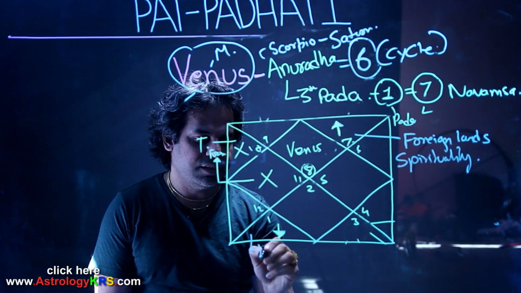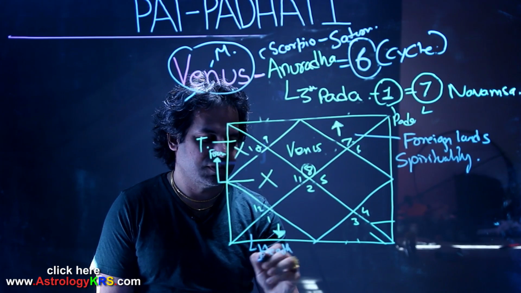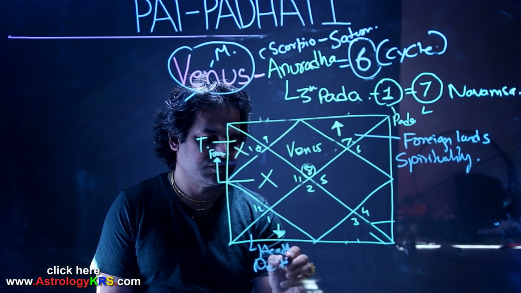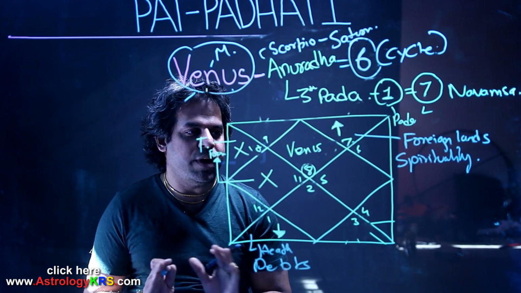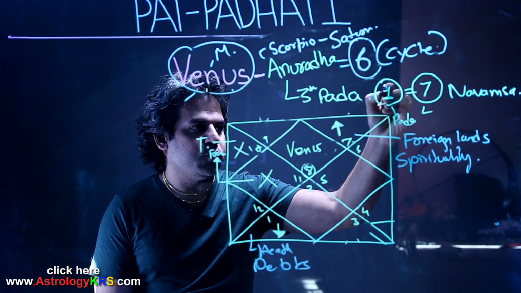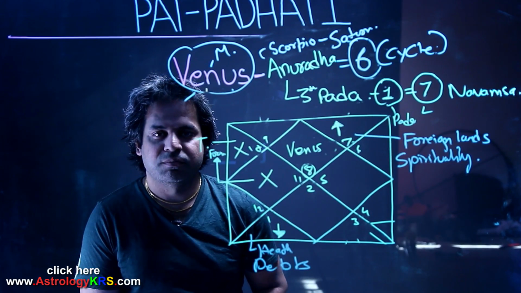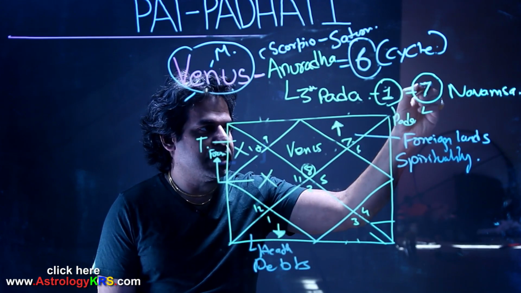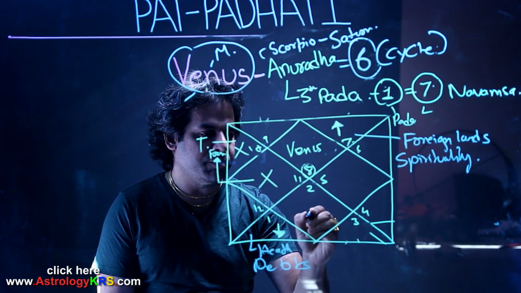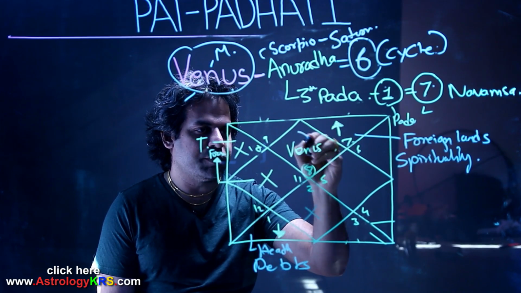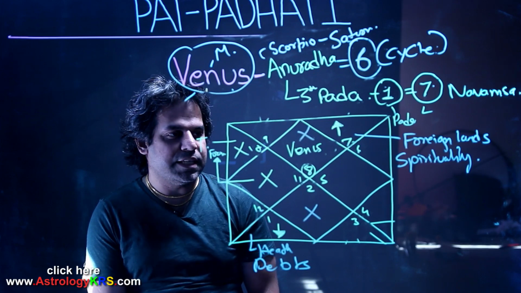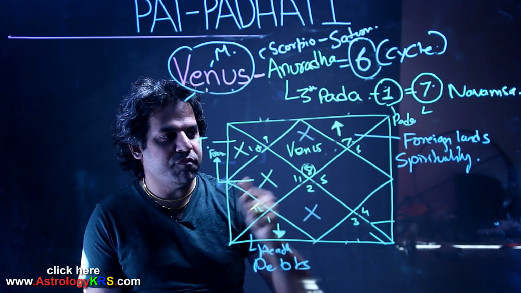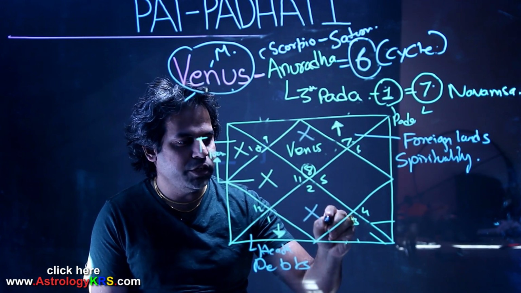And this is health, debts. So when I saw this, and I saw the fact that this was the first cycle of the Padha, and in the 7th cycle, that means the 7th house also becomes active for this person, and the 1st house becomes active.